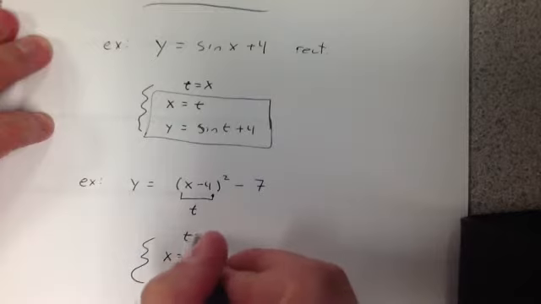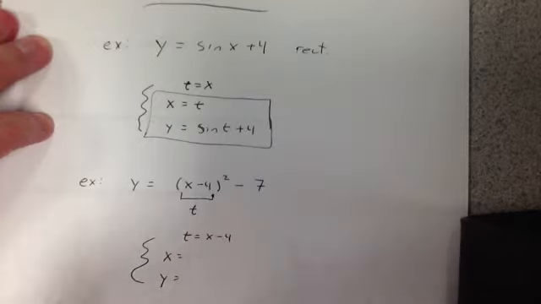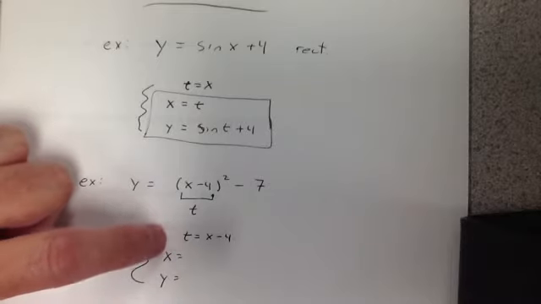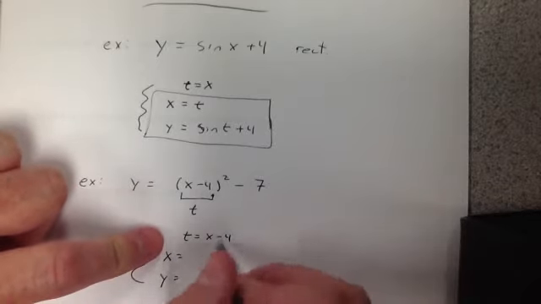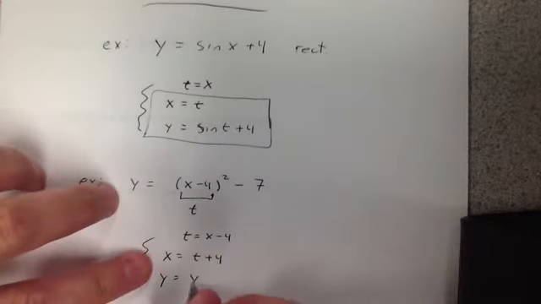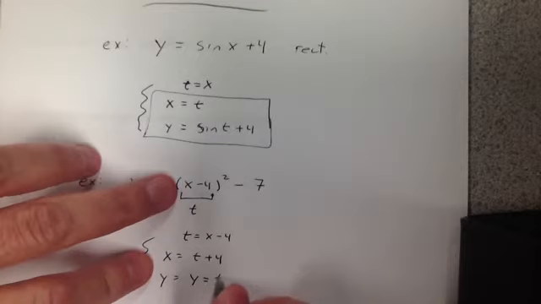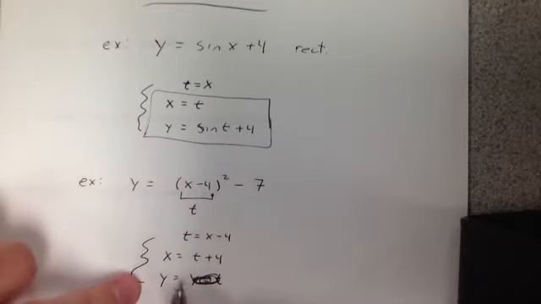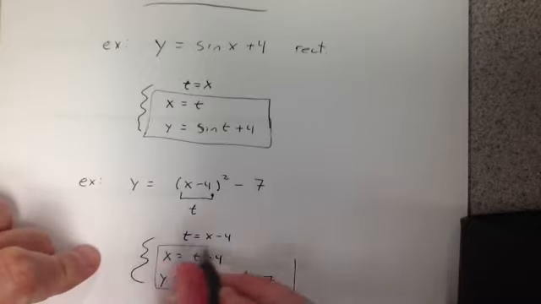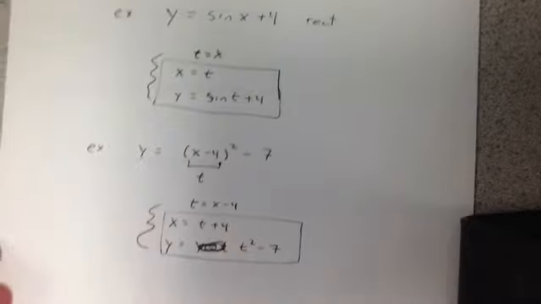We can let t equal x minus 4. So if I let t equal x minus 4, my inside, what will x equal? It will be t plus 4. And then what's y going to be? We already had the y equals, silly me. y equals t squared minus 7. And there's our parametric equation.